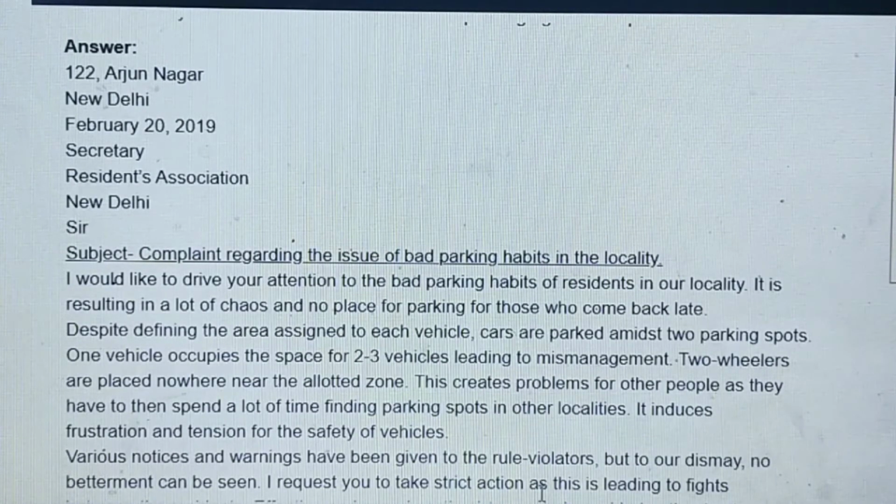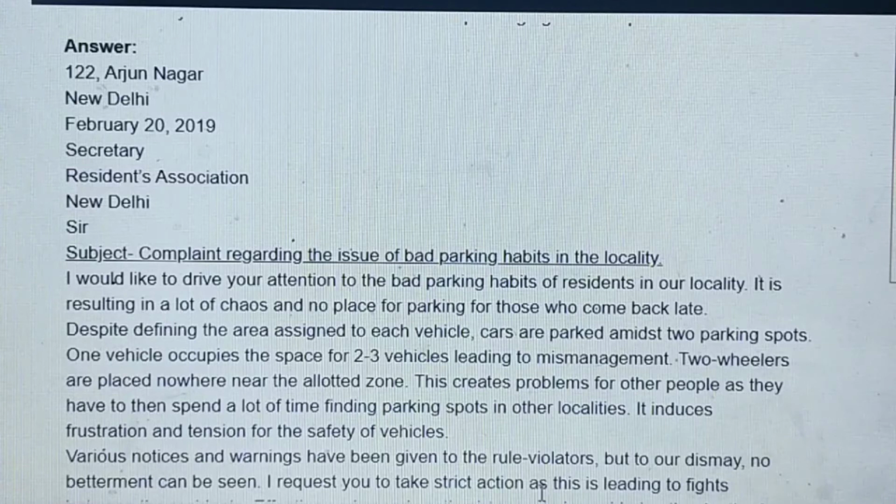Despite defining the area assigned to each vehicle, cars are parked amidst two parking spots. One vehicle occupies the space of two or three vehicles, leading to mismanagement. Two-wheelers are placed nowhere near the allotted zone. This creates problems for other people as they have to spend a lot of time finding parking spots in their localities. It induces frustration and tension for the safety of vehicles.